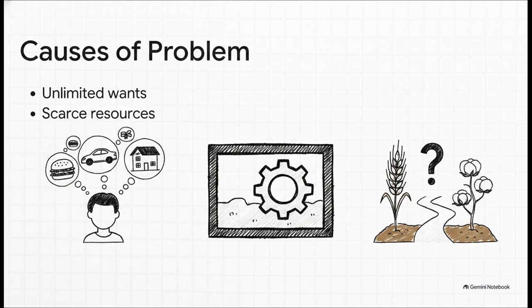Think about it. If you have a highly fertile piece of land, you have to choose. Do you use it to grow wheat, or do you use it to grow cotton? You absolutely cannot do both simultaneously with that exact same patch of dirt. You are forced to make a choice.